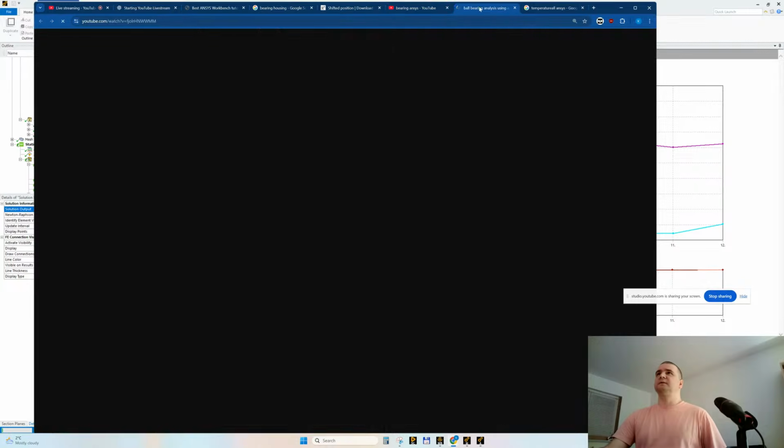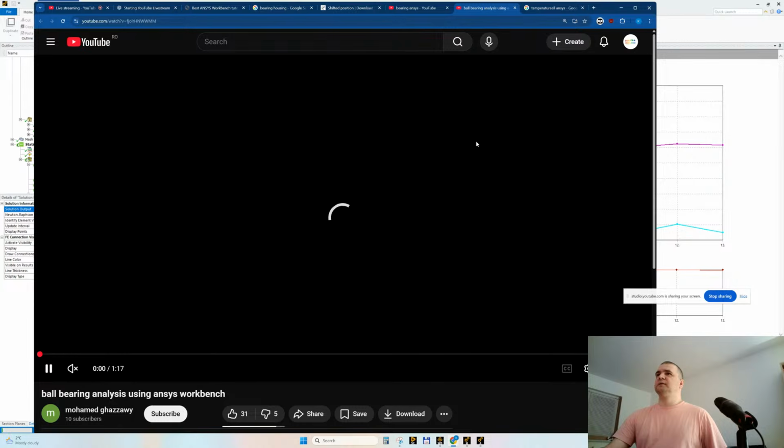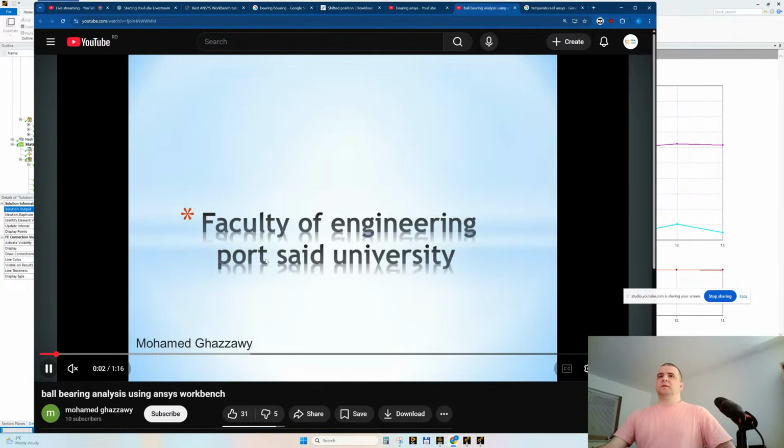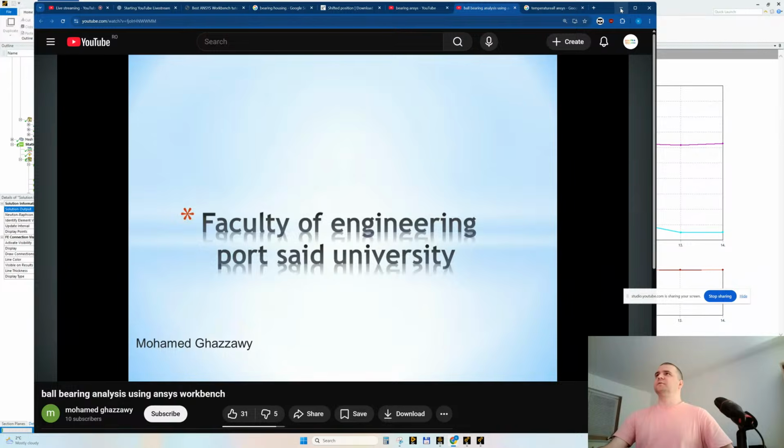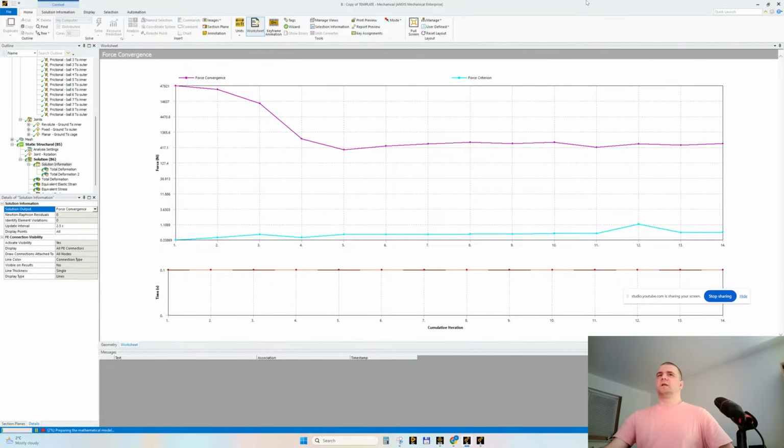Port Said University. Why do you write cities with small characters? It's not normal. You should use caps lock.